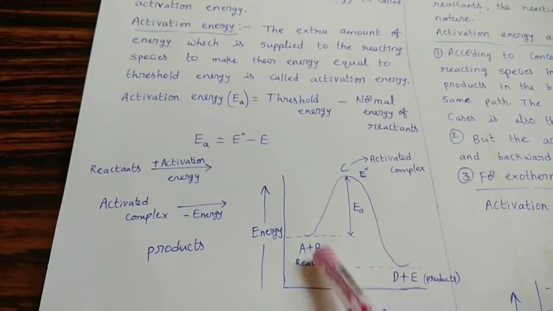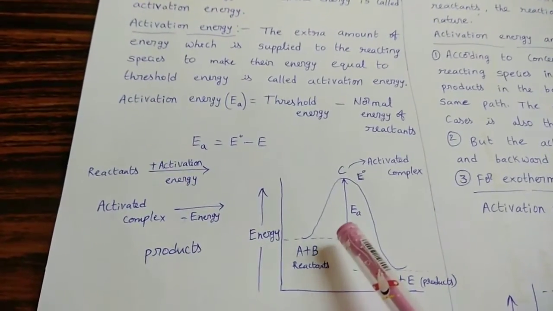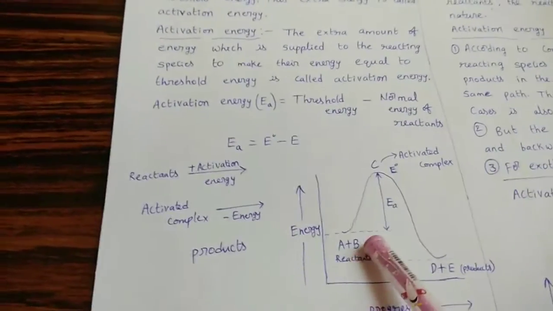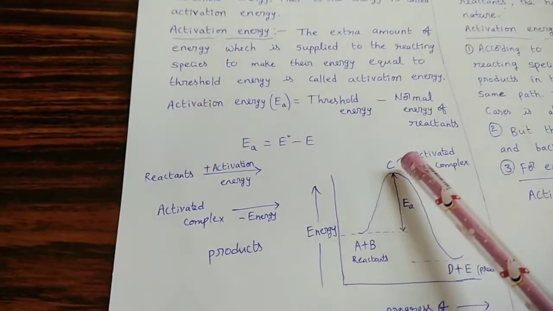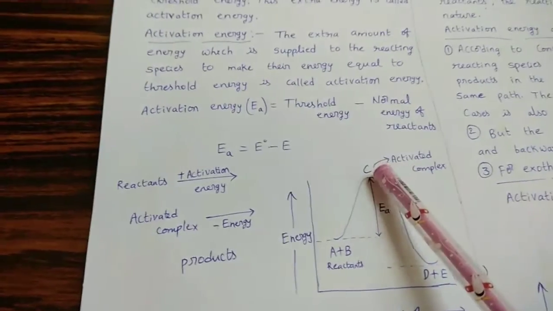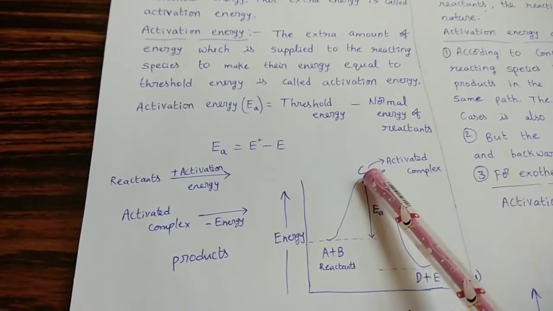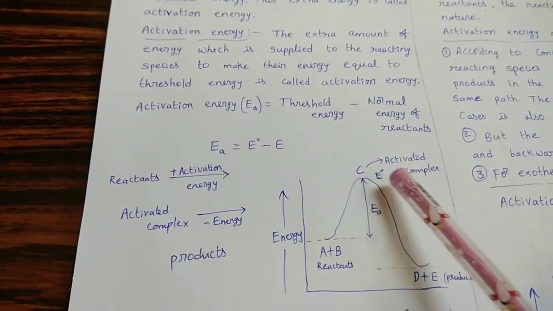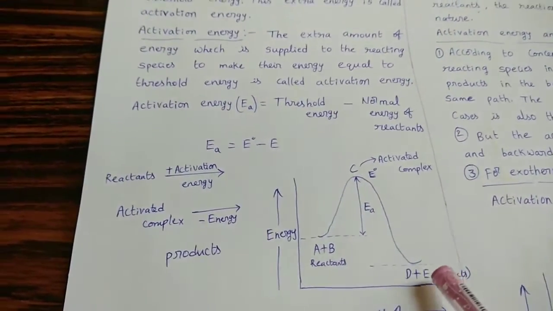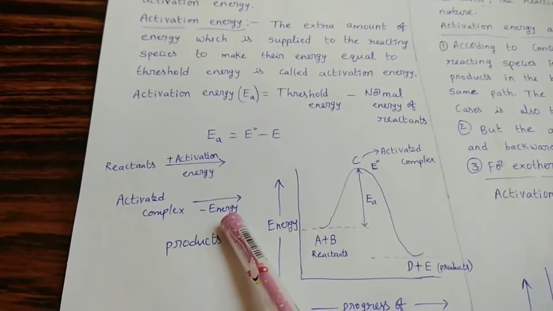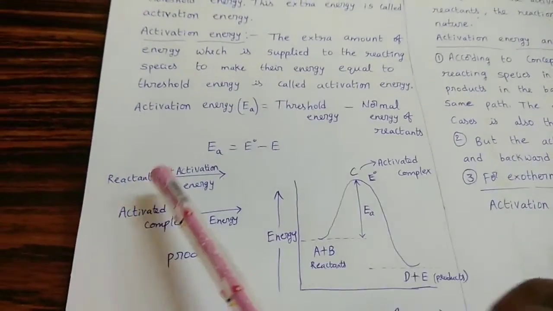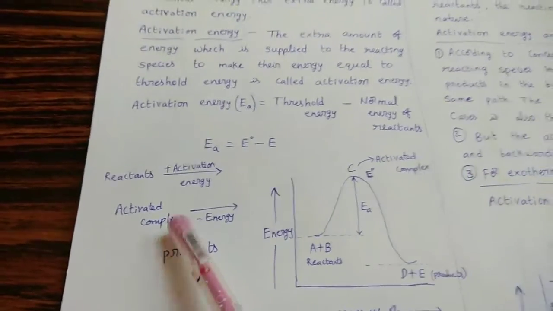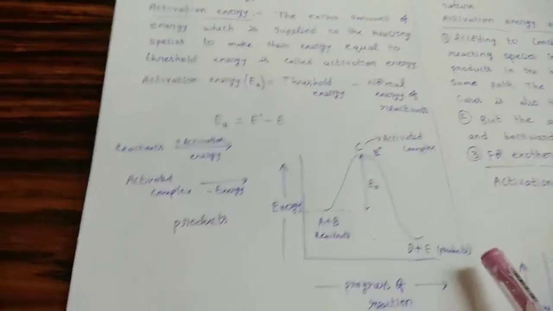So A plus B have low energy. When we supply this activation energy, the energy of these reactant molecules increases to threshold energy, then they form an activated complex. It is an intermediate. This activated complex, by releasing energy, is converted to products. So minus energy. Reactants form products through the formation of the activated complex. That is, this is the graph.